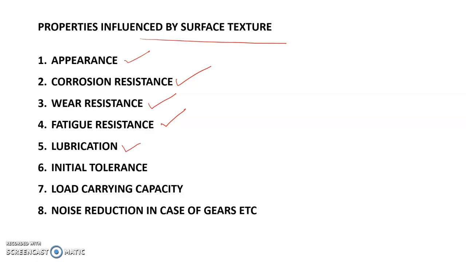In lubrication, some surfaces are finished to have better lubrication, especially in ball bearings, in order to reduce the friction. But in some other cases, especially in the bore of IC engine cylinders, we will give some particular surface texture to retain the lubricating oil on the surface. Then initial tolerance is also affected by the surface texture, then load carrying capacity, and also noise reduction in the case of gears. For a rough surface, the noise will be more, and for a finished surface, the noise will be less.